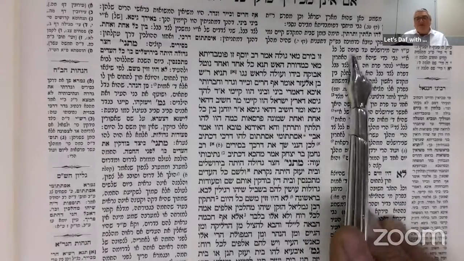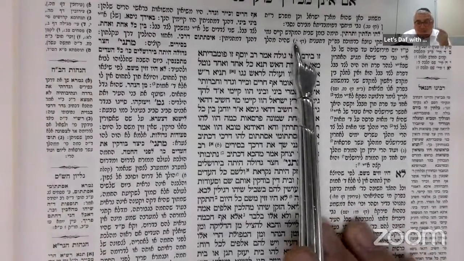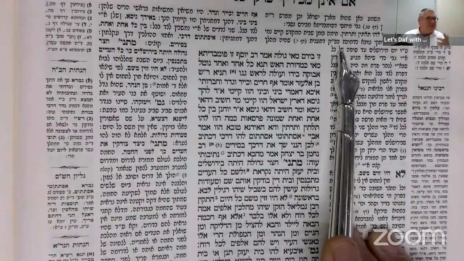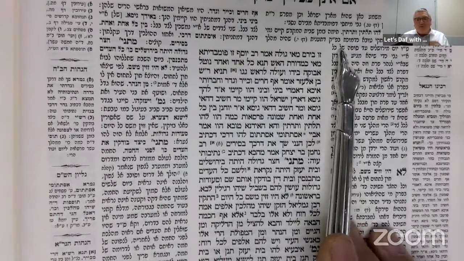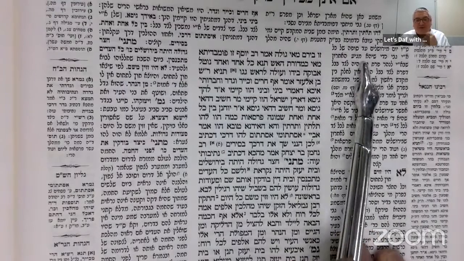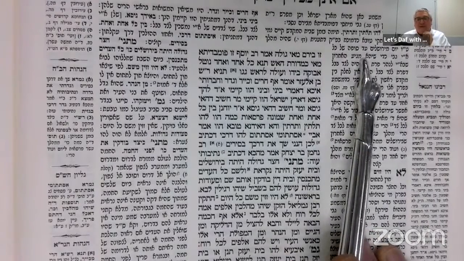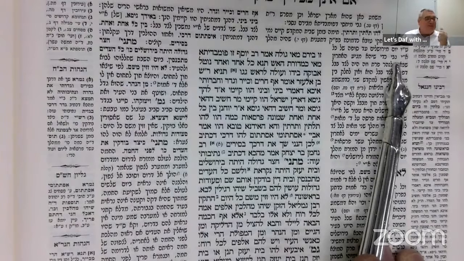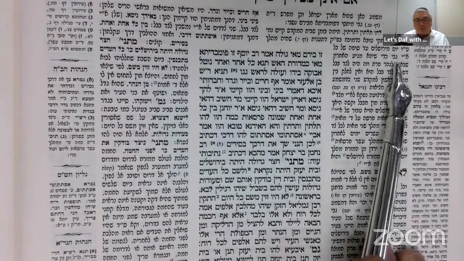Tosfos says that the distances were much further away, even in the time of the Beis Mikdash, because the journey took a long time. It was a 15-day trip just to get from Yerushalayim to the border of Eretz Yisrael.